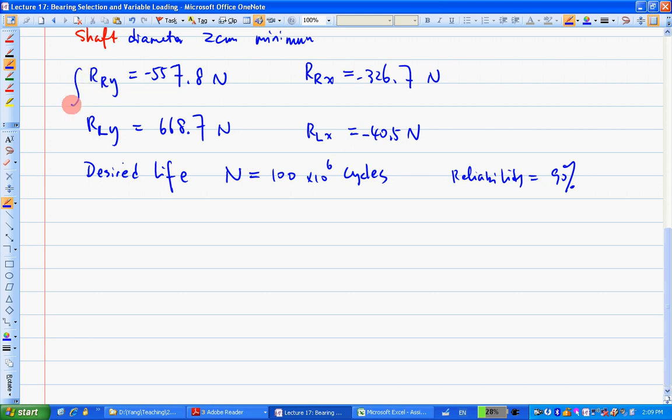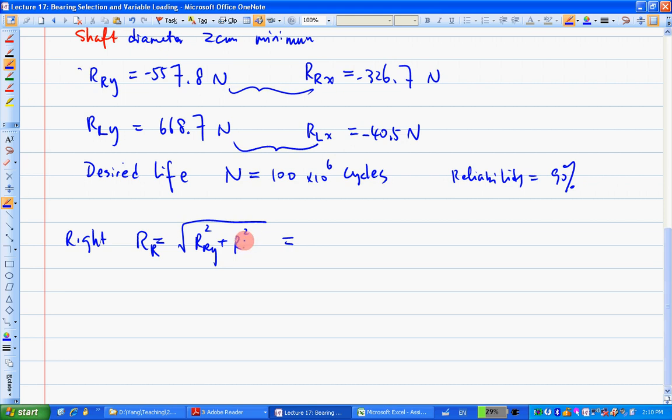We have two sides here. For the right side, first let's calculate the resulting force, called RR. That is equal to the square root of the sum of the squares of RRX and RRY. So the square of this plus the square of this, and then take the square root.